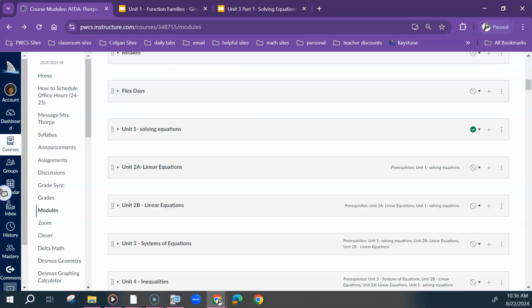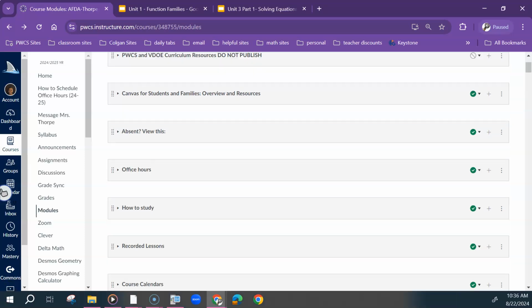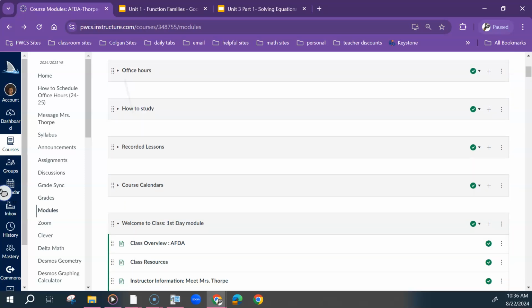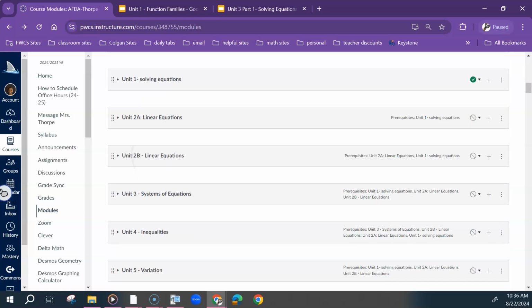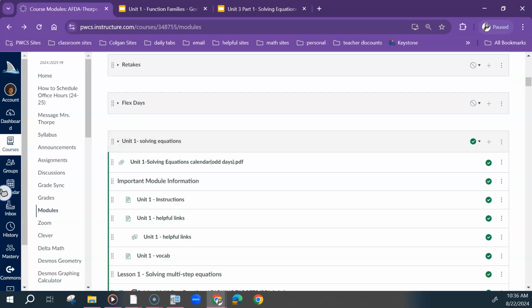It's okay. In the course calendars is where you can find that same thing. So if you lose it, don't freak out. It's also in the unit module itself at the top. So there are different ways you can find that. All of the dates are in your actual calendar if you need any of those. Okay?